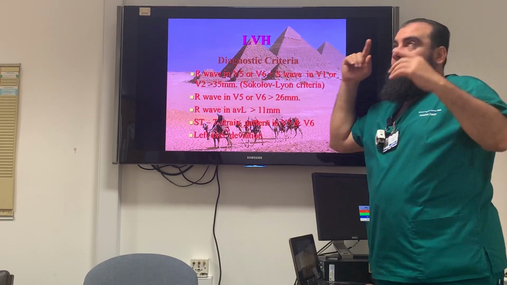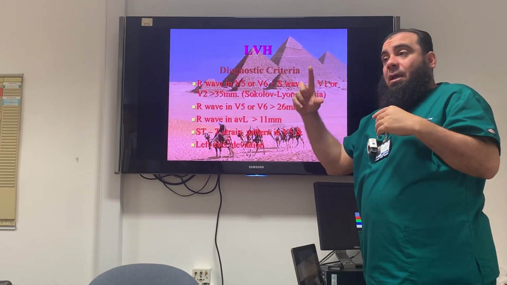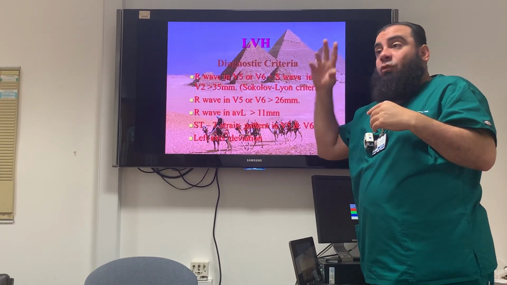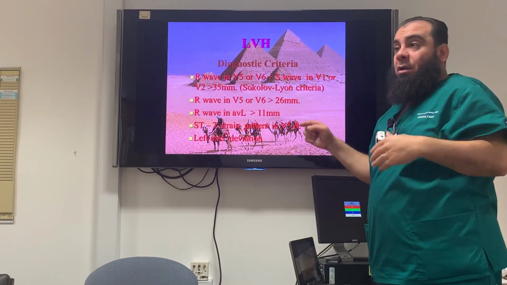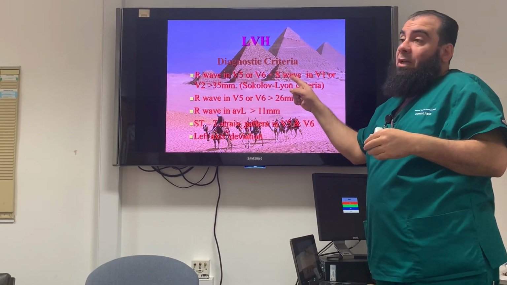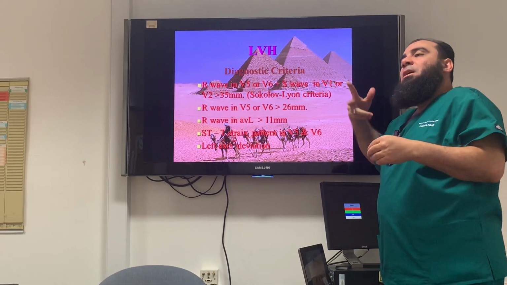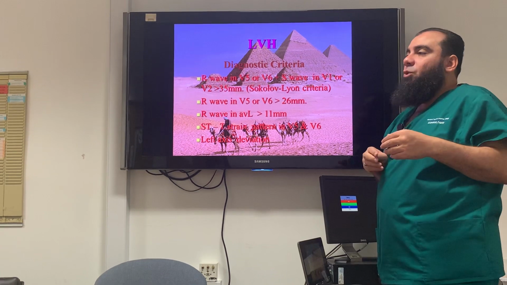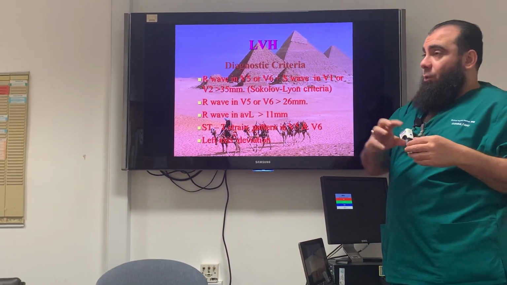We'll repeat again. V1 plus V6 or V2 plus V5 more than 35, not all the complex. The S wave here, the R wave there, more than 35 small squares. AVL alone more than 11, the R wave I mean to say. V5 or V6, the R wave there must be more than 26. So there are all these 3 different criteria to diagnose left ventricular hypertrophy.